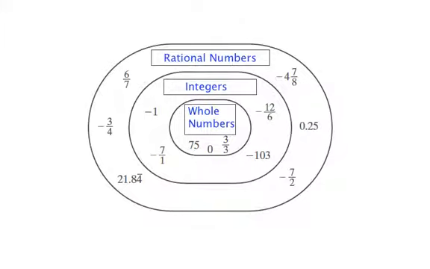Now, probably the most famous irrational number is pi, because an irrational number is a number that's a decimal that goes on forever but never repeats. So a non-terminating, non-repeating decimal are irrational.